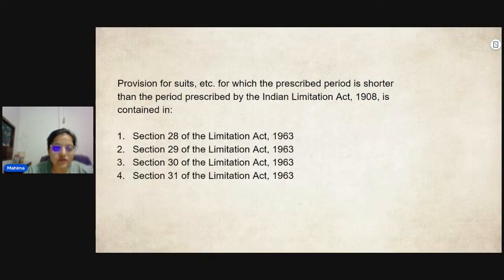Provisions for suits for which the prescribed period is shorter than the period prescribed by the Indian Limitation Act are contained in section 28, section 29, 30 or 31.